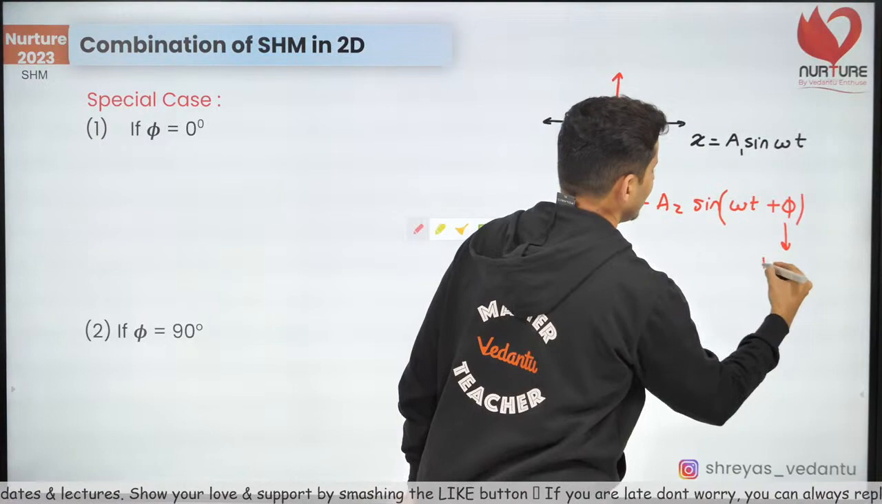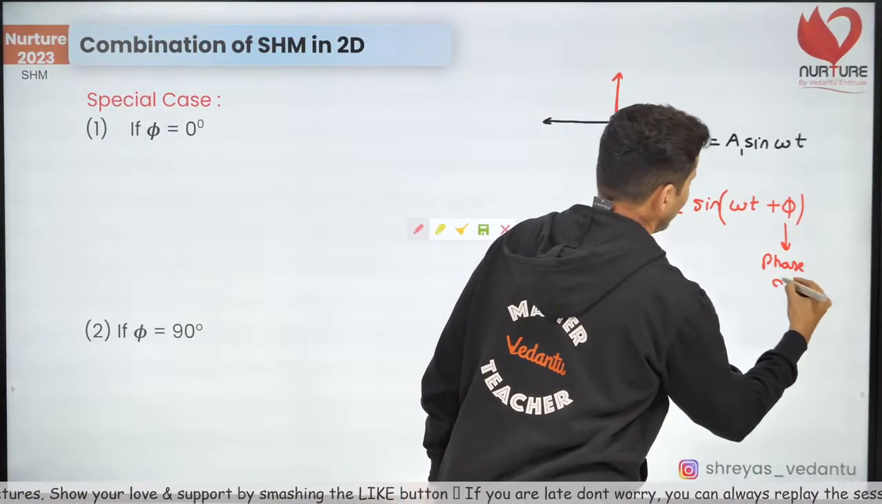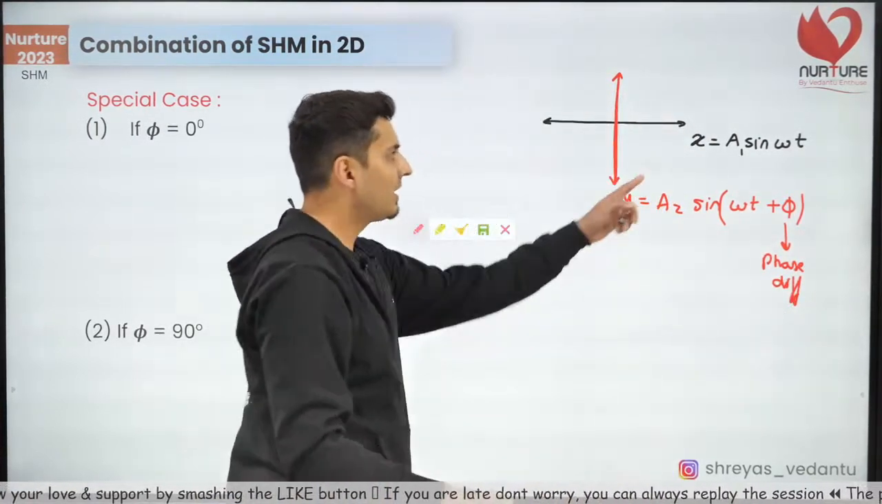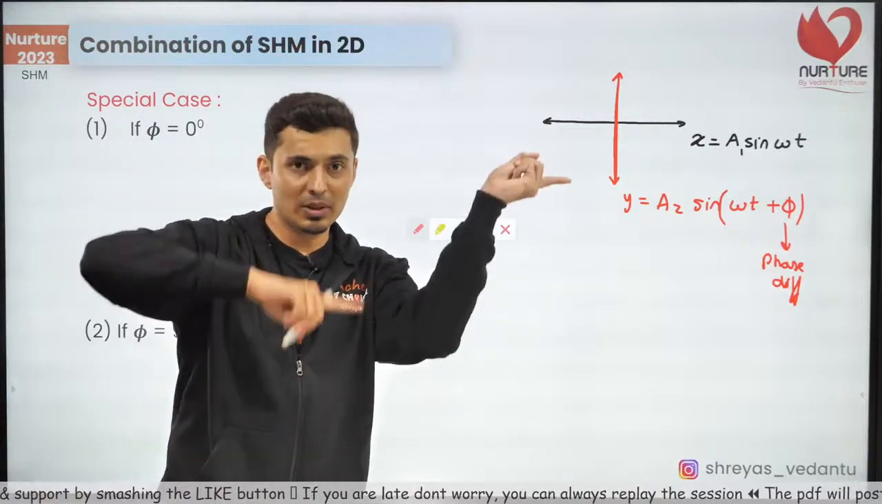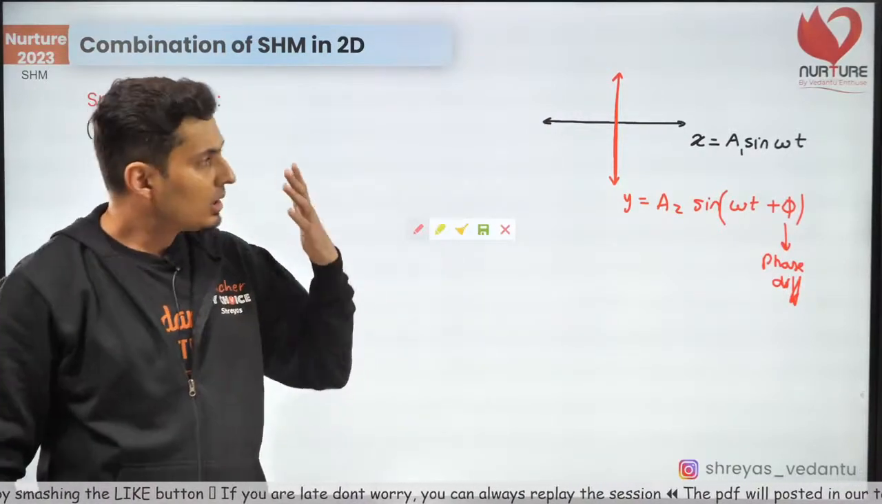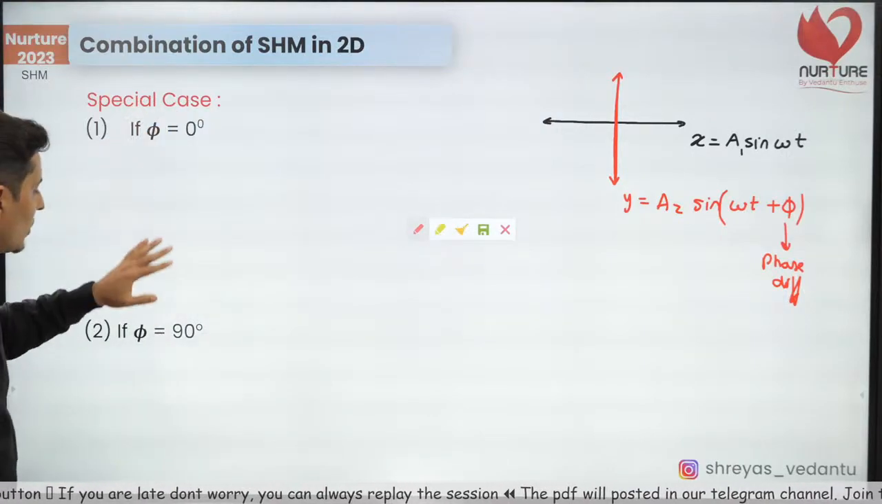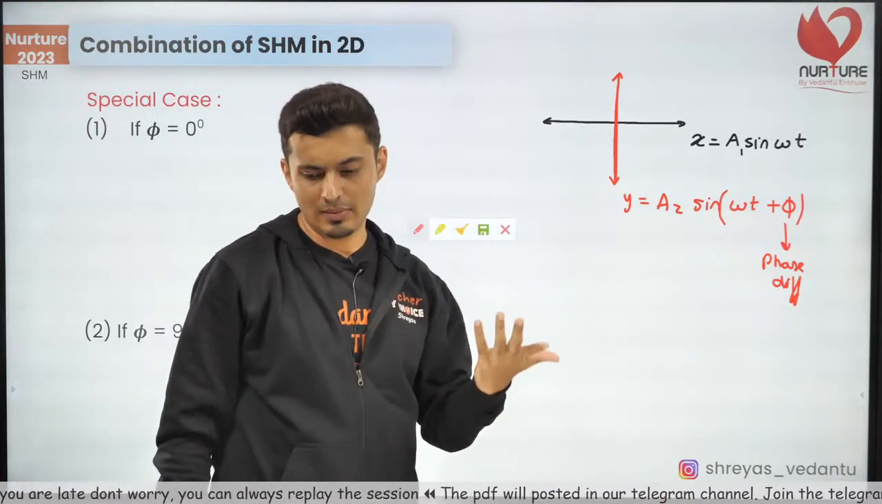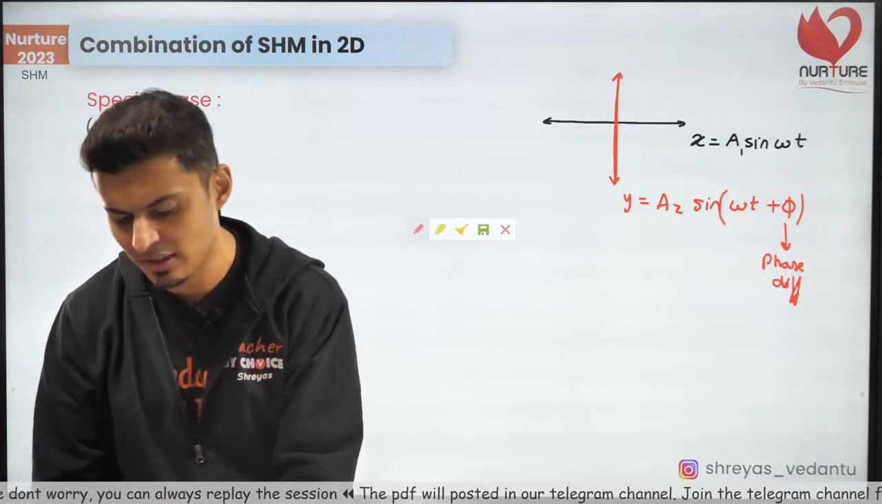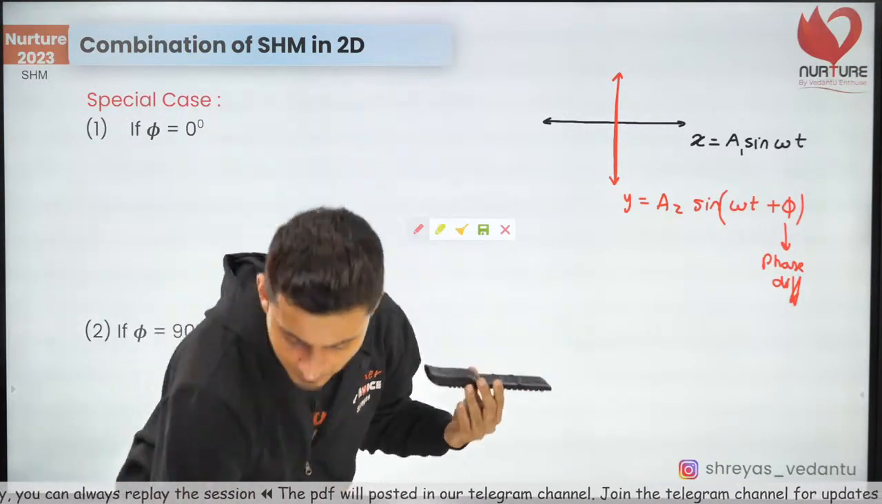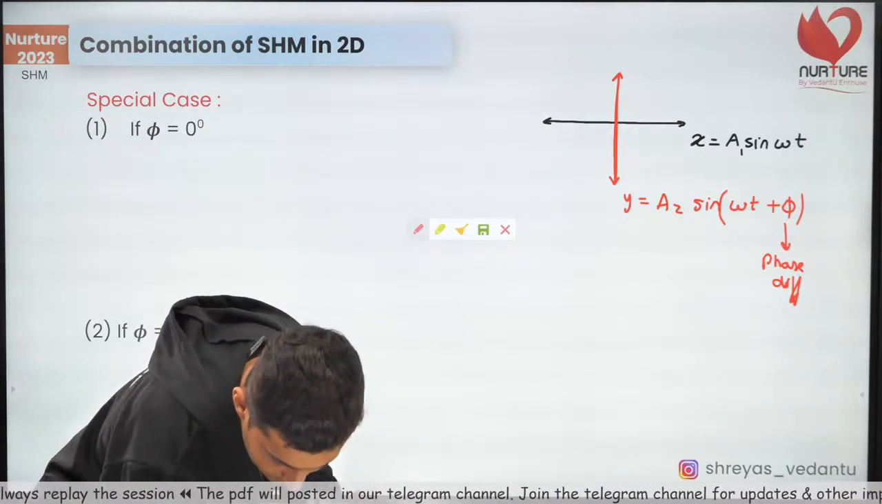Why has this phi come? This is the phase difference between them. The phase difference between the 2 SHMs, one is going in x, one is going in y. So let's try to understand what will happen in each case. Phase difference is 0, 90, 180, 270. I'll make you visualize this with a simple example. Okay, let's see if you can get this.